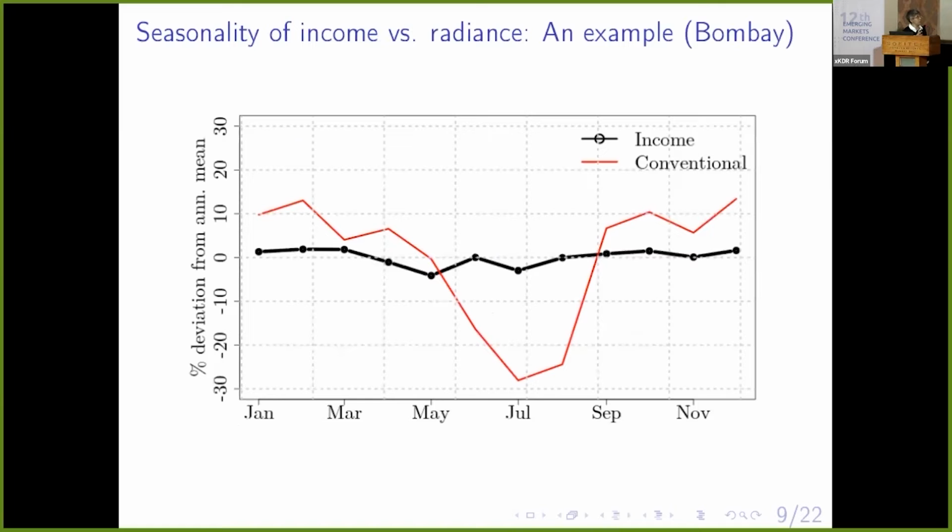So we're going to go back to Bombay and say, suppose we look at the average radiance every month across the years that we have these observations for, and we are looking at a period from 2014 to 2020. Is that right, Ayush?